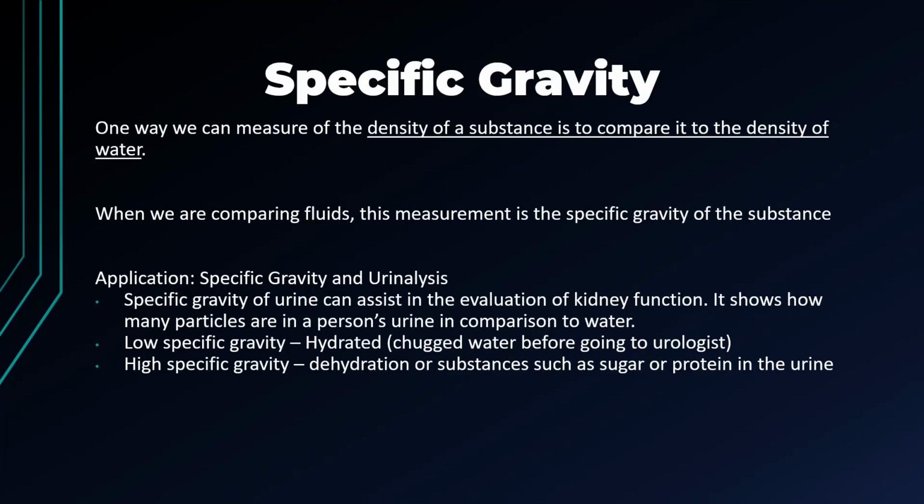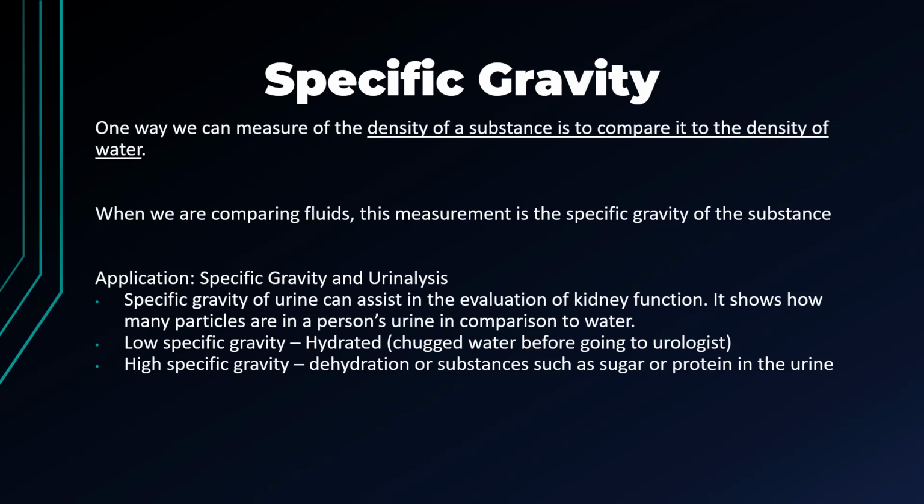So one way that we can determine the density of an object is to look at the specific gravity. We can measure the density of a substance compared to the density of water. And they do this all the time, like at the urologist, or whenever you have to pee in a cup, it'll say, this is the specific gravity of your urine, right? It can help them look at things like kidney functioning. It shows how many particles are in a person's urine in comparison to water.